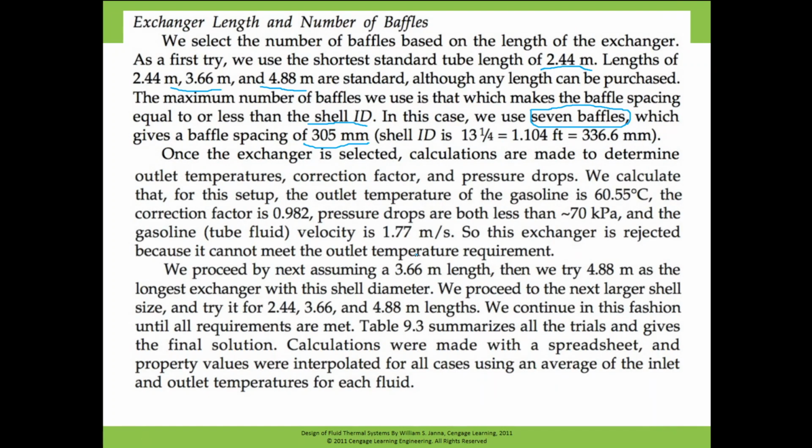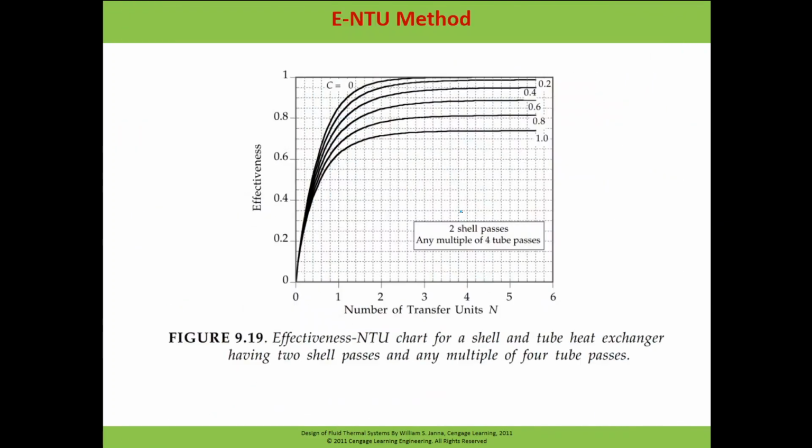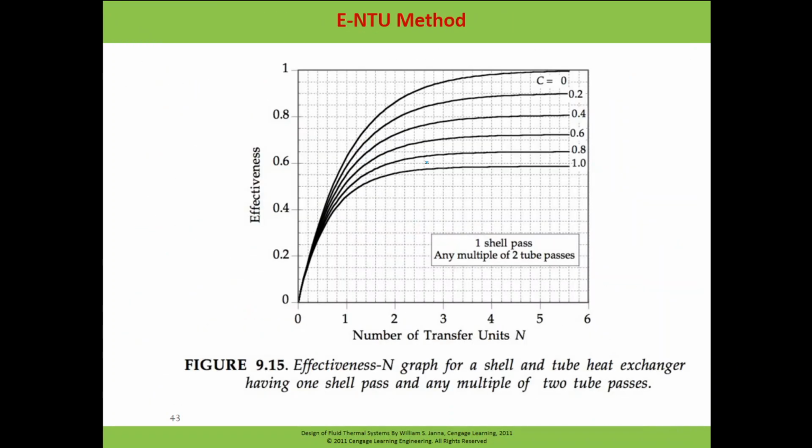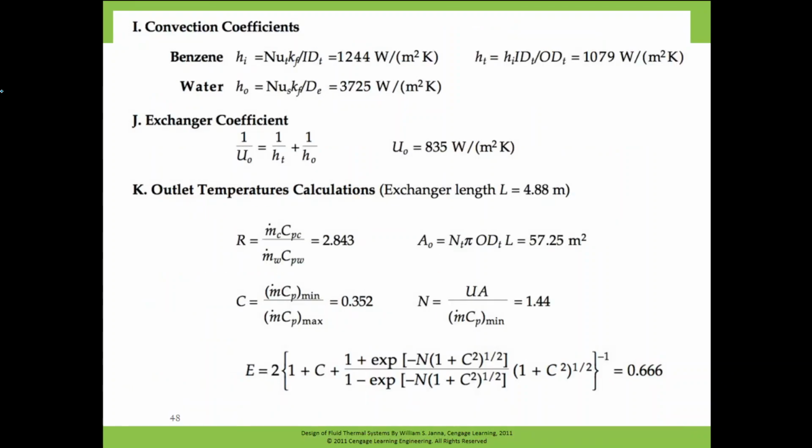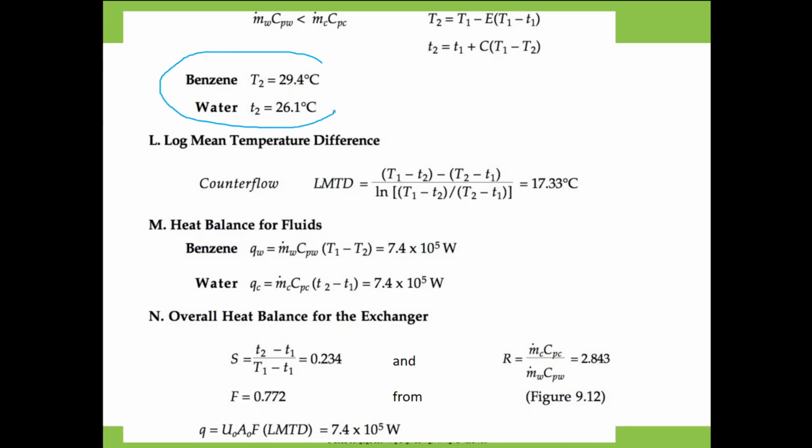Basically, you have the mass flow rate and you have the heat exchanger size. So, if we go back to the analysis problem that we did, basically from here we have to start. You need to start by calculating the flow rate, then the velocities, then the shell diameter, then the Reynolds number, then the Nusselt number, then the convection coefficients, then the overall heat transfer coefficient, then the R, C and N parameters, then the effectiveness, and then finally you need to calculate the temperatures.